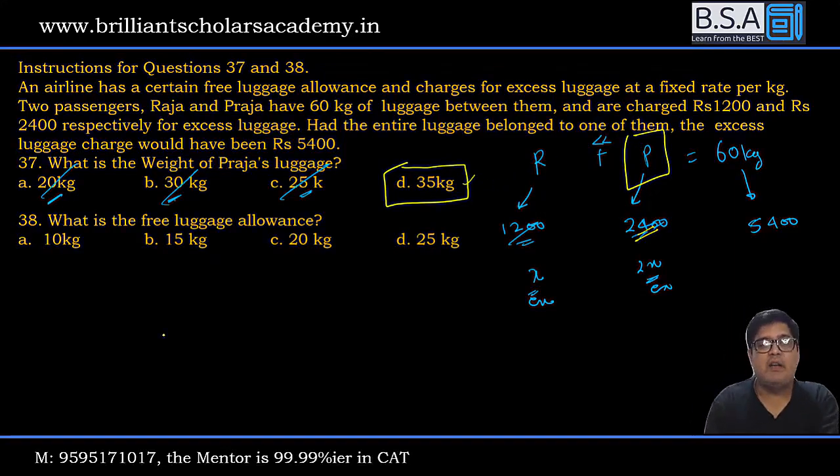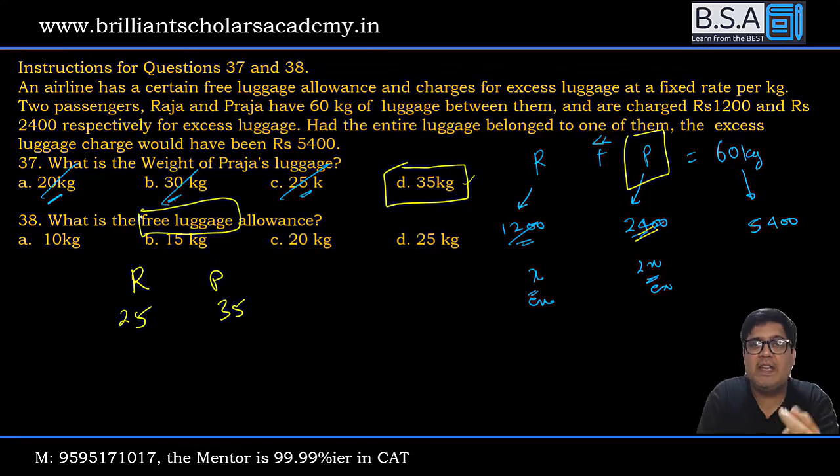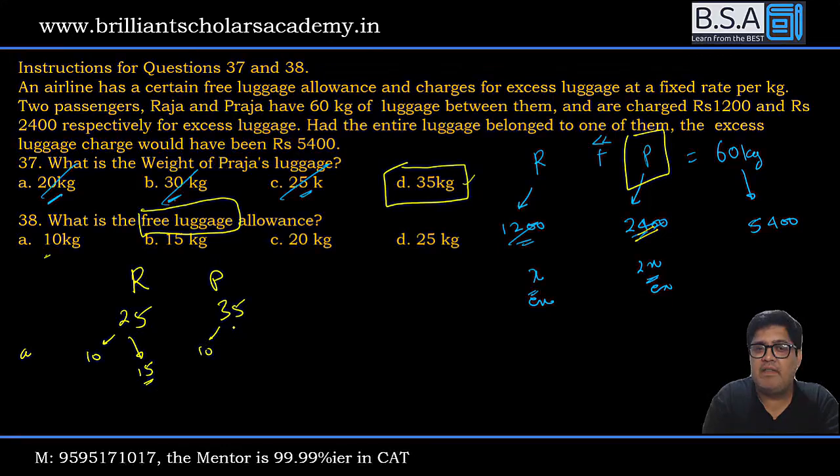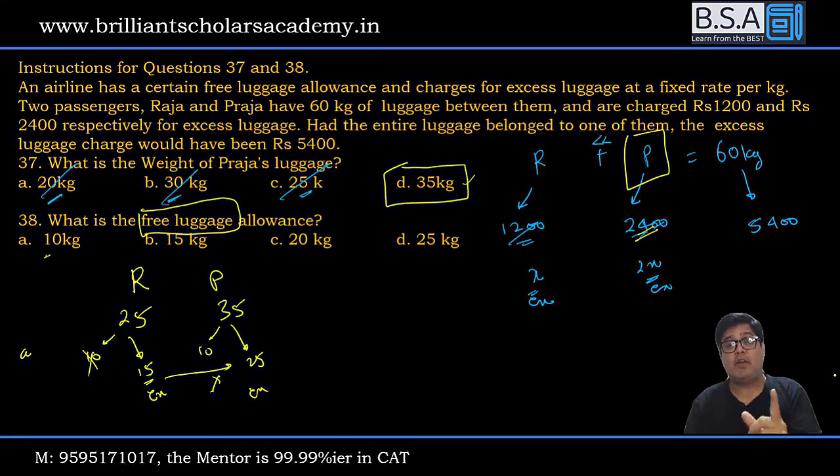With 35, what I got to know is Raja is carrying how many kilograms? 25. Praja is carrying 35. What is the next logical question? How much free luggage is there? So I take the options one by one. If this was the free luggage, 10 kilograms, can I say he will have to make a payment for 15 kg? He will have to make a payment for 25 kg. This is extra. Is extra doubled? No. You said that because of extra luggage, the payment has to be double for Praja.